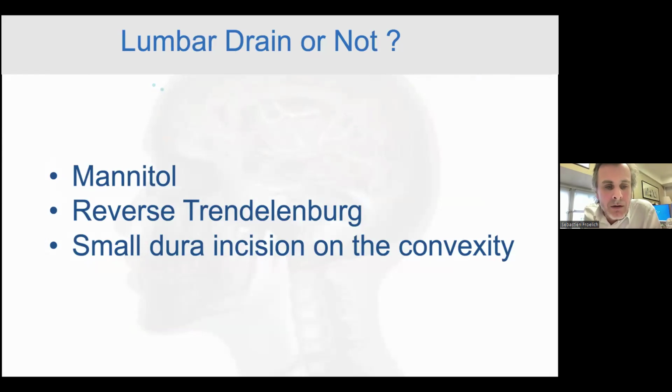I use mannitol, I use reverse Trendelenburg position, and I do a small dural incision at the convexity. And probably progressively, once I have done the craniotomy, I do that. And then very slowly, the CSF gets out.